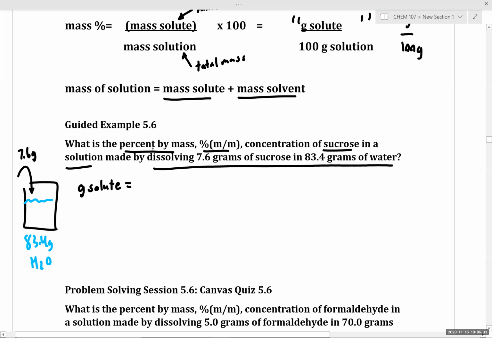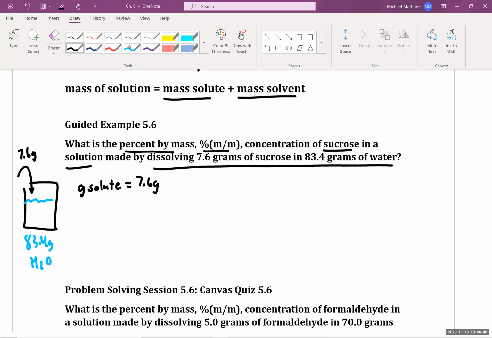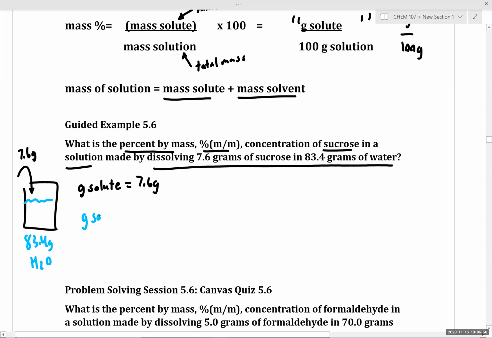What does everyone think? What is our solute in this case? What is our minor component of the solution? Sucrose? Sucrose, yep. So what is the mass of solute? 7.6. Yep, exactly right. Okay, so we know the mass of our solute. What about our solvent? What is our major component? Water. Yep, and so our mass of solvent would be water, which is 83.4 grams.